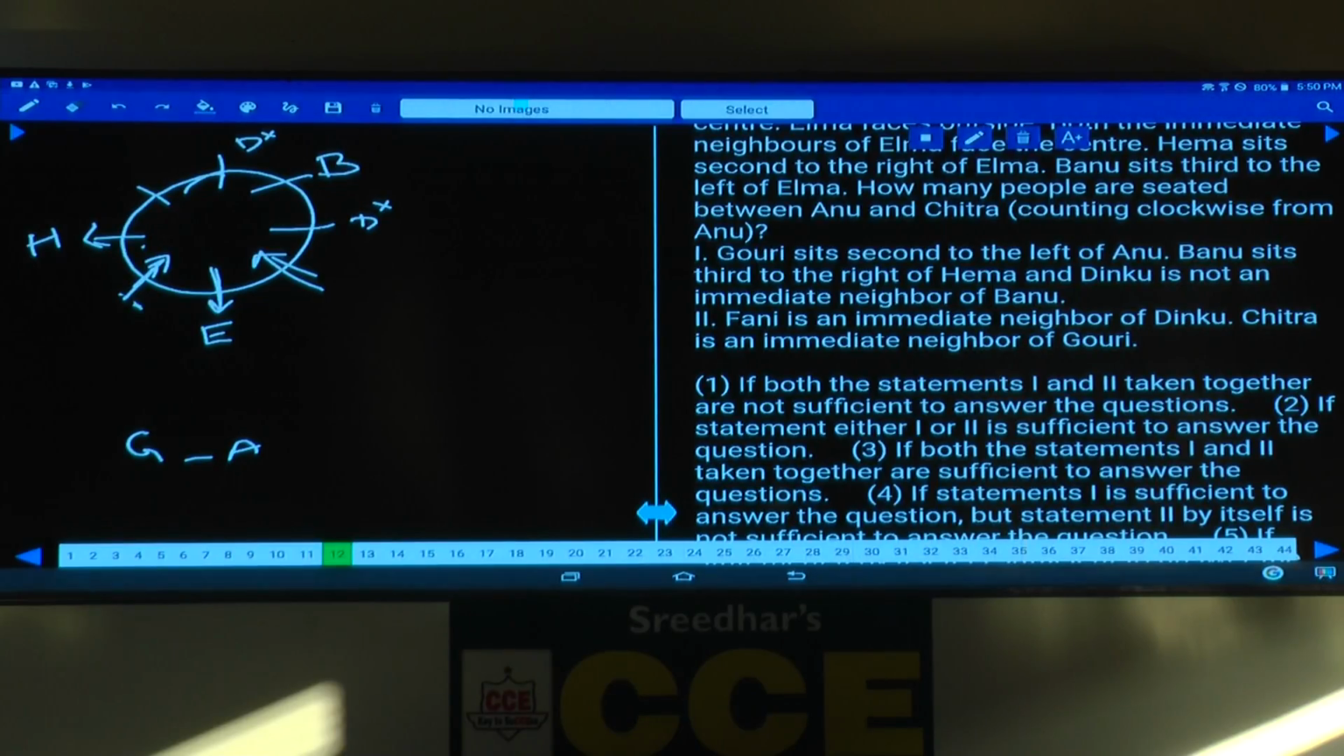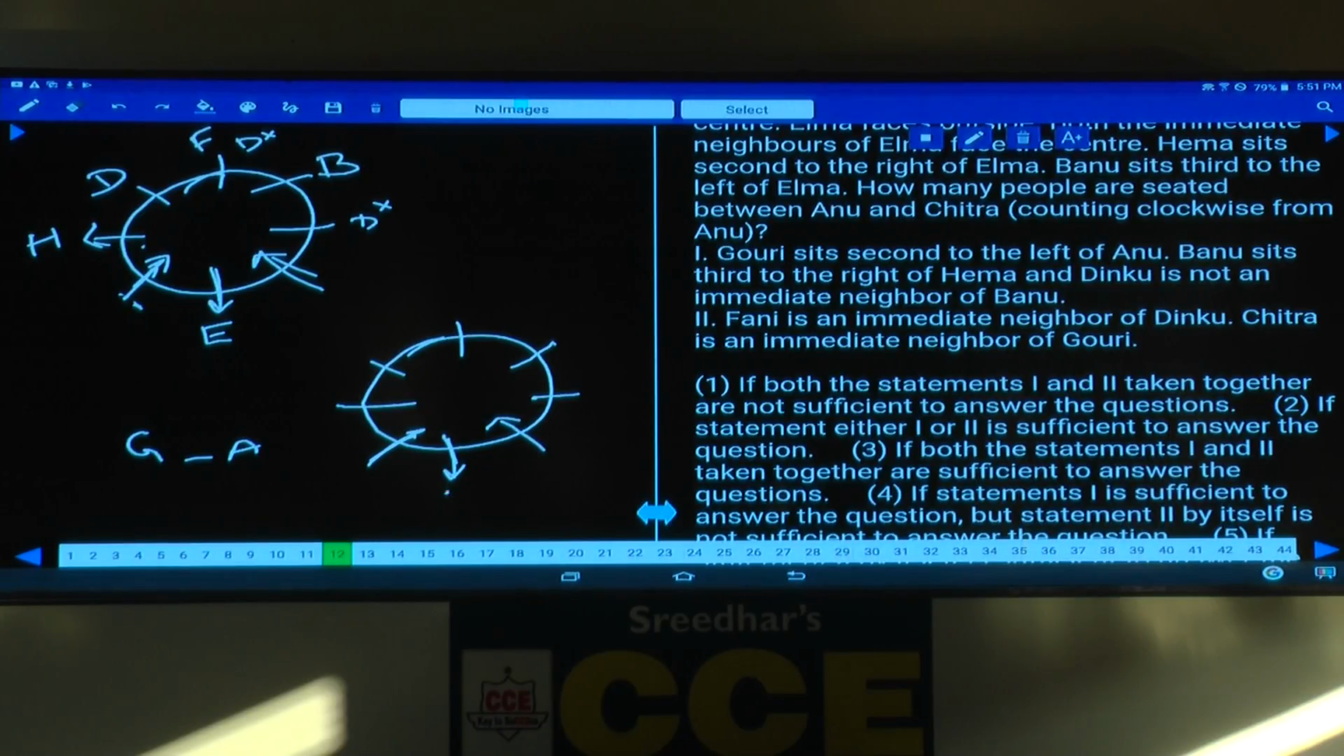F is an immediate neighbor of D. As F is an immediate neighbor of D, if D is at this place, F will be here, or if D is here, F will be here. How many possibilities? Let us take D at this place, F will be here. One possibility. Then what is the second possibility here? 1, 2, 3, 4, 5, 6, 7, 8. Now this person is away, this person is inward. E is outside, and H will be here. If H is here, then B will be here.